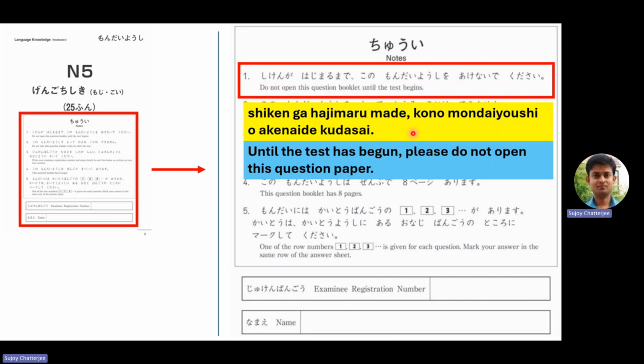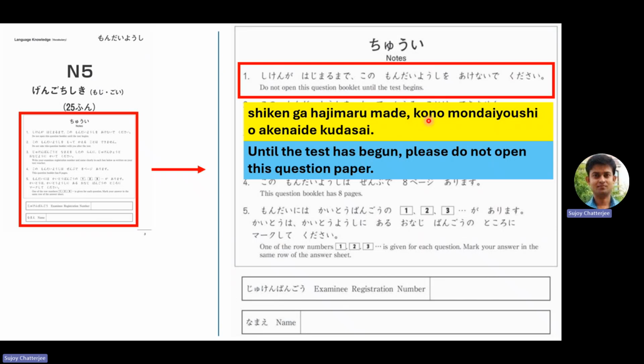Shiken ga hajimaru made kono mondai yoshi o akenai de kudasai. Now shiken means test. In Japanese, shiken means test. Hajimaru is a verb which means to begin. And made, you already know, it's a particle which means to. That is kara and made, from and to. So shiken ga hajimaru made means until the test has begun.